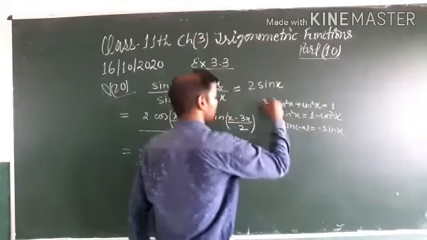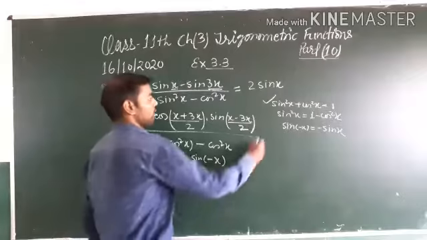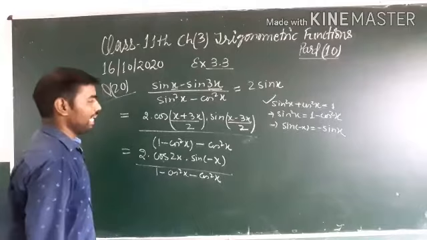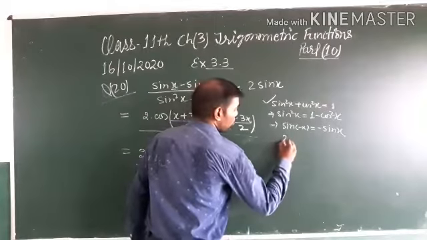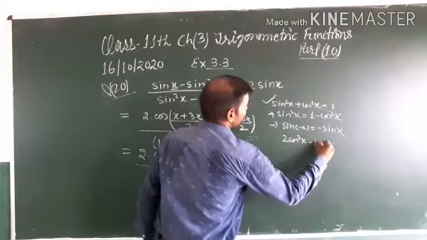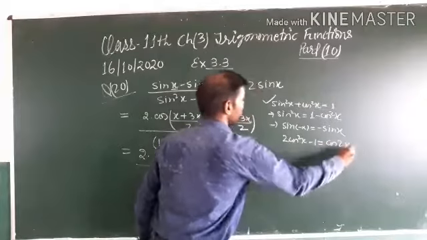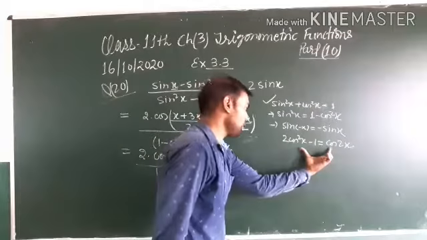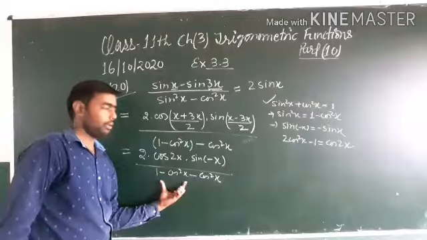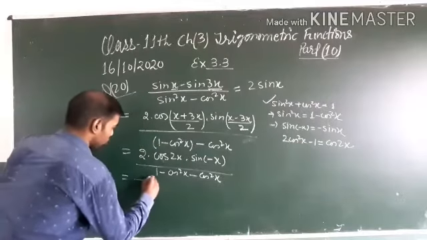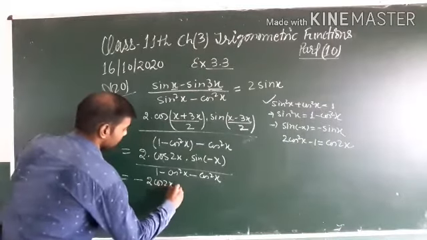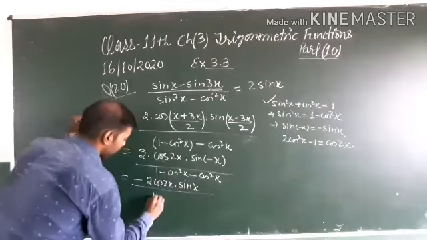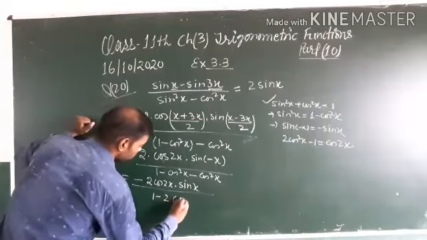This is a trigonometric identity. This is also a trigonometric identity, and this is also a trigonometric identity. Now you know 2 cos square x minus 1 is equal to cos 2x. So we use this trigonometric identity in the denominator part. Now this is minus 2 cos 2x into sin x upon 1 minus 2 cos square x.